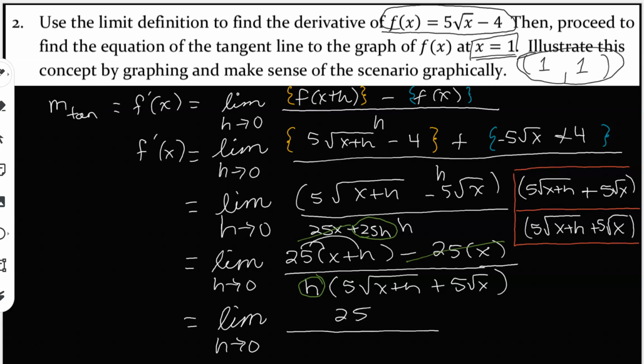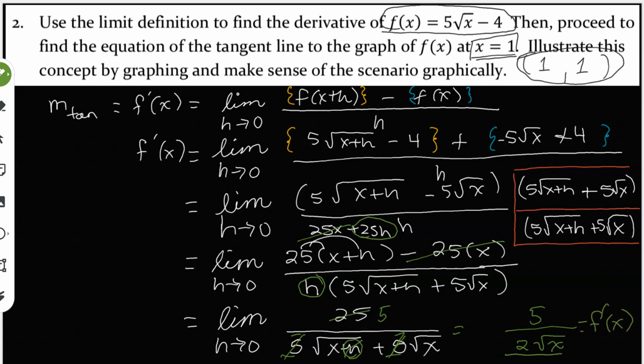25 on the numerator. On the denominator, I have 5 times square root of x plus h plus 5 times square root of x. I can reduce further and say, hey, look at that, 25 divided by 5 is 5, and all of these are 1. Divide everything by 5, right? So what I have left is 5 on the numerator. And when h is approaching 0, x plus h is going to be very close to just x. So I will have square root of x plus square root of x, which is 2 square root of x. So that is the derivative evaluated at x.